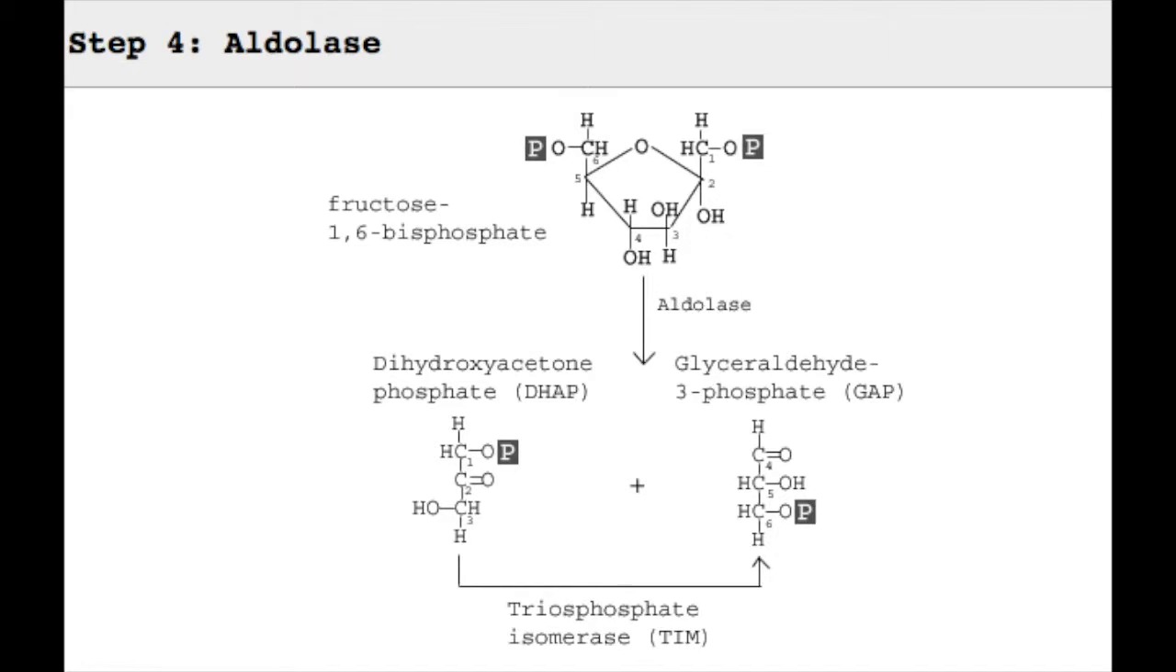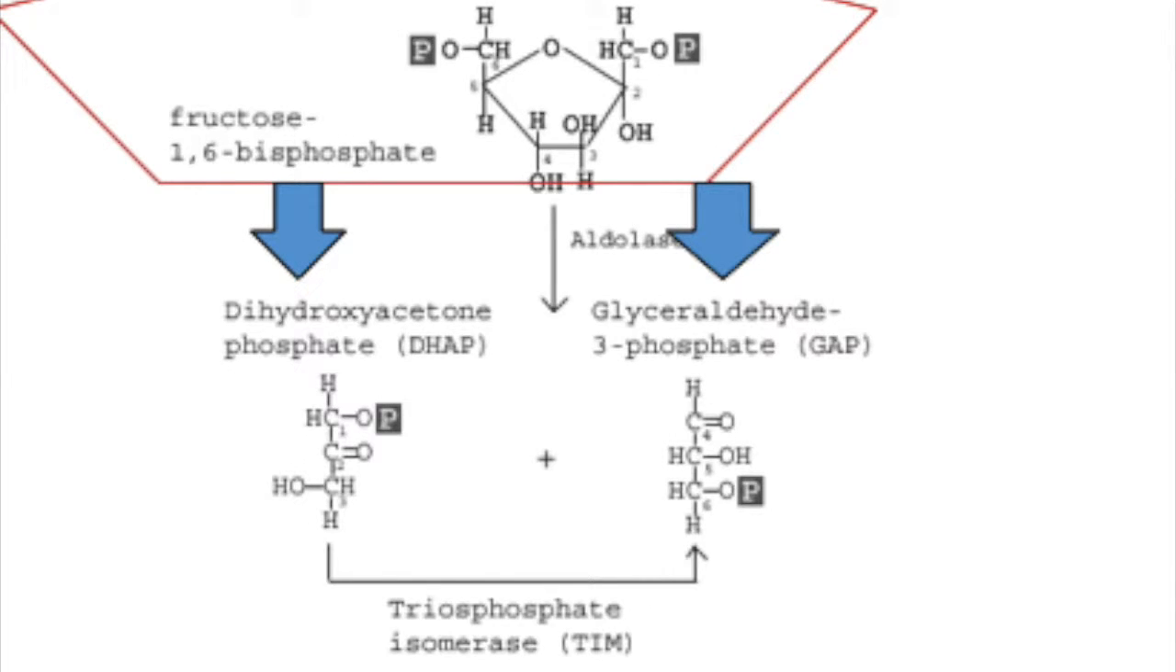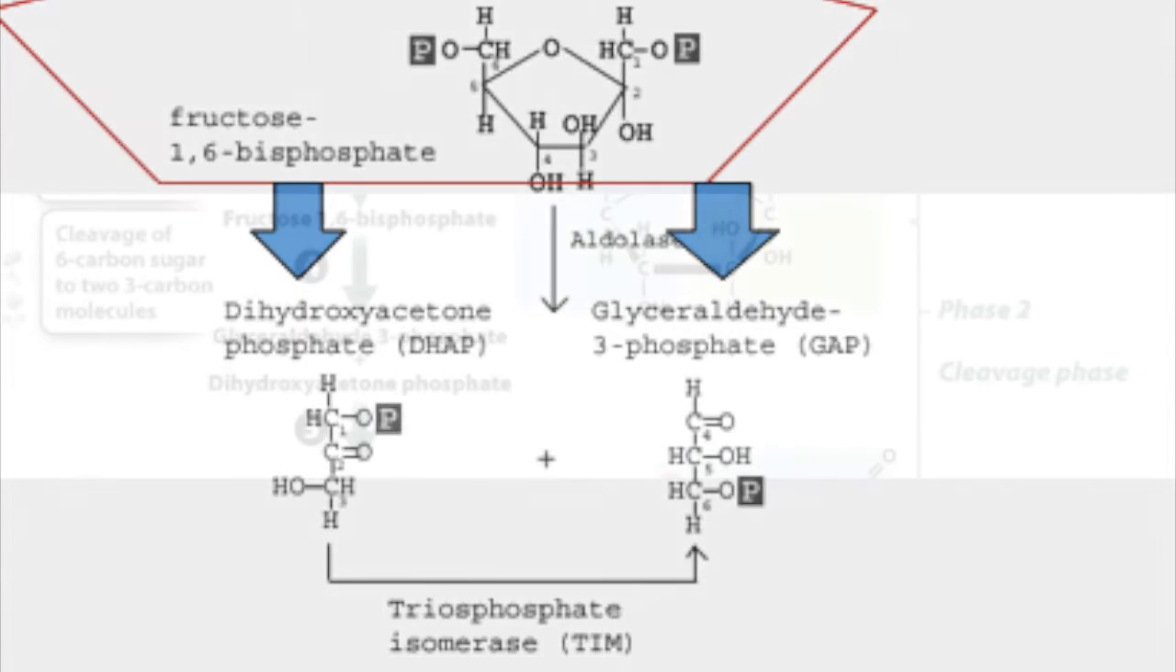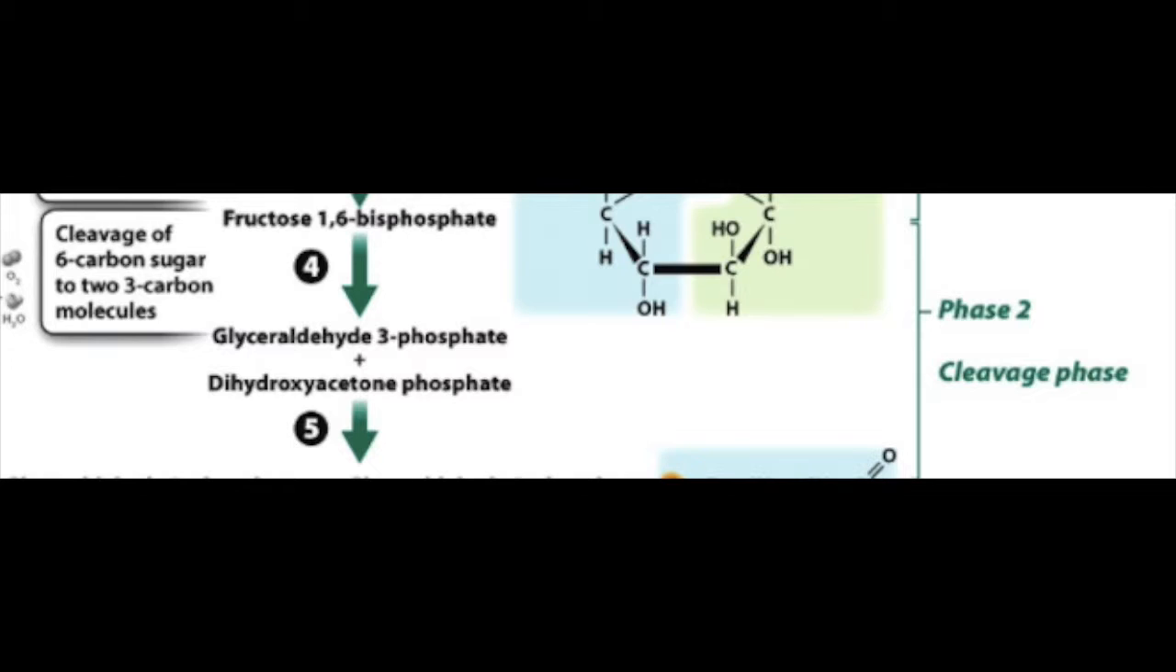In step 4, fructose 1,6-bisphosphate is divided into two molecules, which are DHAP and GAP. This process is mainly driven by an enzyme. Step 4 is known as phase 2, the cleavage phase, because the 6-carbon sugar is cleaved into two 3-carbon molecules.